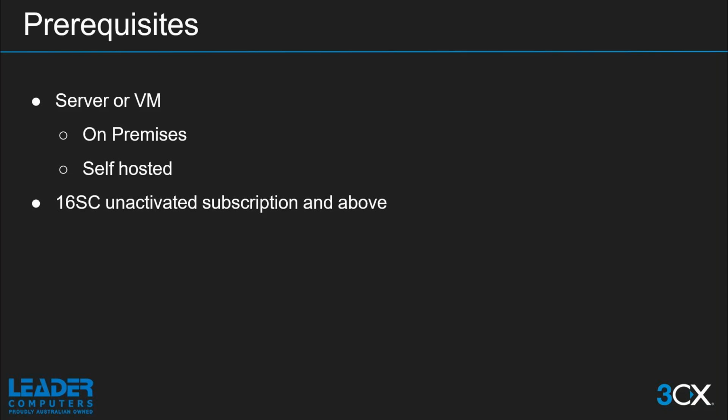The simultaneous calls license can be configured as you grow for a multi-tenant system. Let's say you start with the 16SC, which is the minimum license requirement for multi-tenancy. As you grow, you can upgrade your license to a 32SC, 64 or 96. Also, you cannot have 3CX host it directly for multi-tenancy. You need to self-host it, either on a server on-premise or on your private cloud like Google, AWS, or Lightsail. And the 16SC license or any higher license that you're going to use for multi-tenancy needs to be unactivated so that you can use it for it.